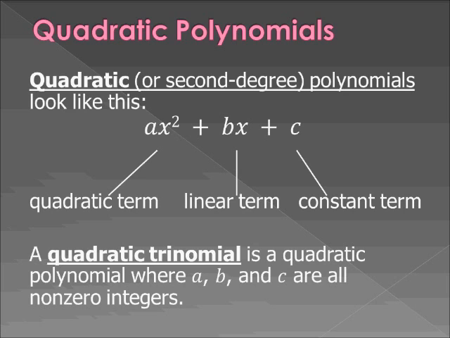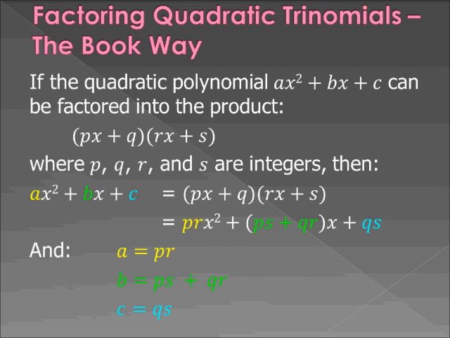A quadratic trinomial is a quadratic polynomial where a, b, and c are all non-zero integers. If you have a 0 for a, b, or c, you're going to get something else, and you won't always factor them the same way. You might have a special trinomial like a difference of squares if you have just an a and a c. But for a quadratic trinomial, we're going to have coefficients for all three terms.